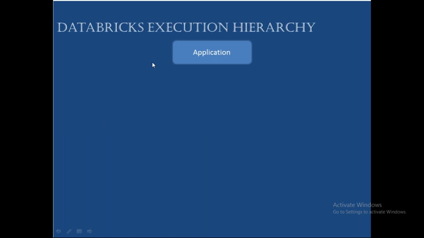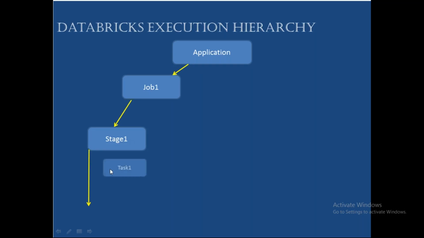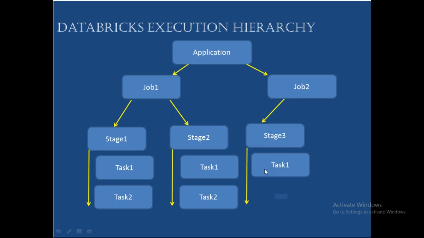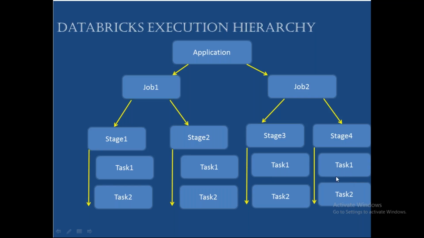Before I show you narrow and wide transformations, try to understand the Databricks execution hierarchy. You'll have an application. When you submit it, it is going to create job one. In this, it is going to create stage one. Inside stage one, you'll have task one, task two. Inside job one, it may create stage two, where you will have task one, task two. In the same way, after this, it may create job two. In that, it may create stage three, task one, task two, stage four, task one, task two, right? Now I want you to understand when these jobs and stages are going to be created.